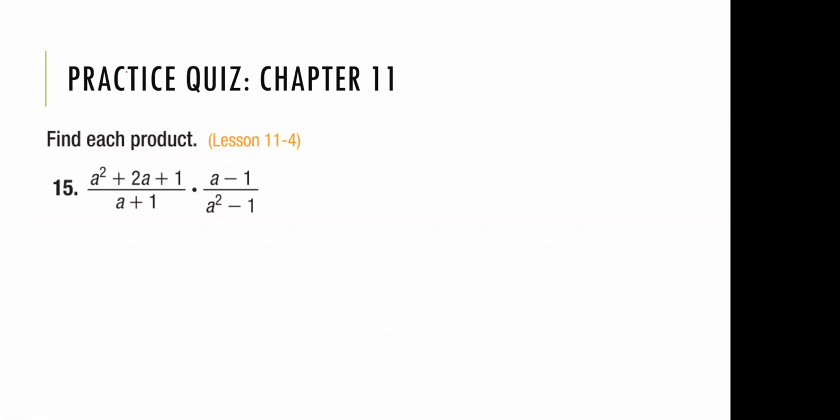So here we have a squared plus 2a plus 1 over a plus 1 times a minus 1 over a squared minus 1. So what I want to do first is factor everything, and then I'll multiply my numerators and my denominators. For a squared plus 2a plus 1, I have the factors of 1 that add up to 2, so that would be 1 times 1. And then I have a plus 1 as my denominator.